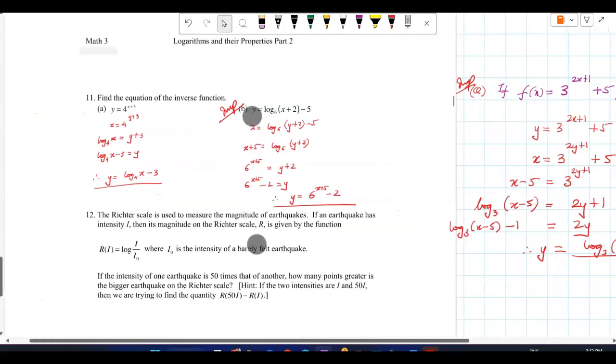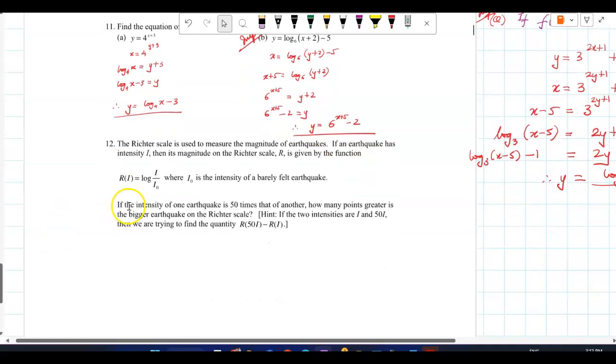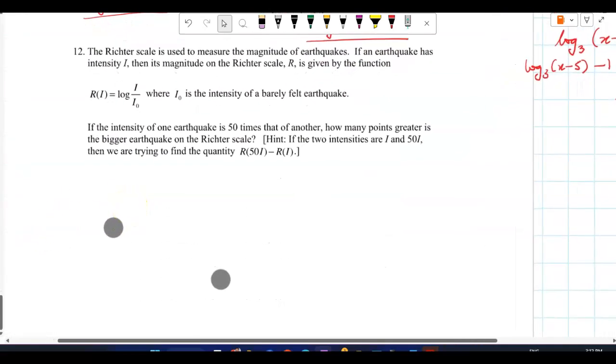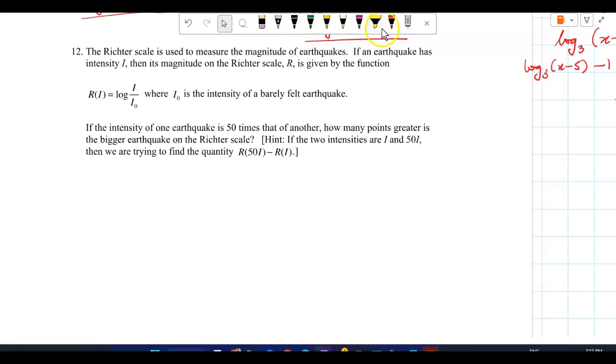Okay. Now, the Richter scale is used to measure the magnitude of earthquakes. If an earthquake has the intensity I, then its magnitude on the Richter scale is given by this function. They've given you the formula. R(I) is equal to log I upon I naught, where I naught is the intensity of the barely felt earthquake. So you're comparing that with the barely felt earthquake. You're taking a ratio and you're taking the log of that. That's the whole idea.